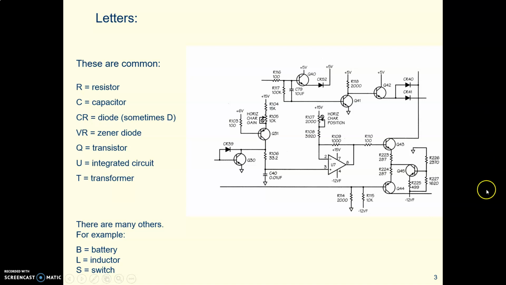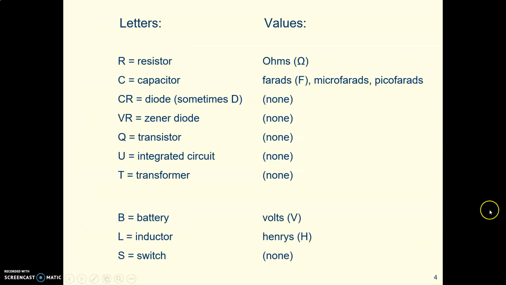Here's a list of common letters designating these components. So for example, R is resistor, C is capacitor, Q is transistor. We can't use T for transistor because T is already used for transformer, so we're using Q, and so forth. Some of these letters get values with them. A resistor is rated in ohms, a capacitor is rated in farads, usually tiny microfarads or picofarads, a battery is rated in volts, an inductor is rated in henries or microhenries.